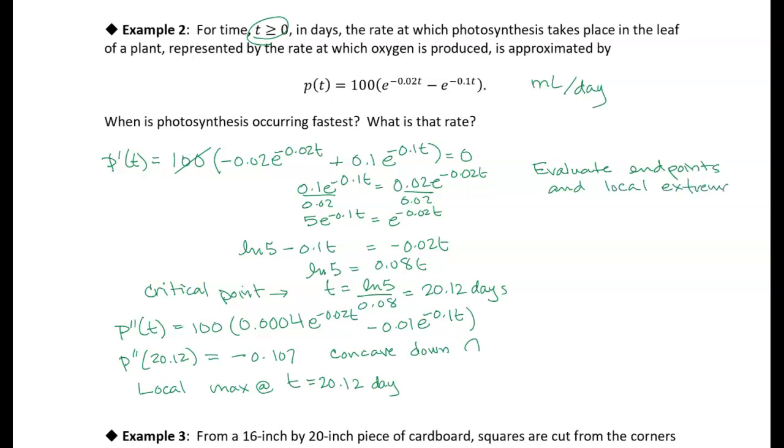Okay, so if I put in t equals 0, actually I have to go back up to the original equation. So I just get 1 minus 1, which is just 0. So at t equals 0, there's no oxygen. The rate of oxygen production is 0. Now let's evaluate the local maximum that we found. When t is equal to 20.12, I put that in my calculator and I got 53.5. And like I said, I'm going to assume that that is milliliters of O2 per day.